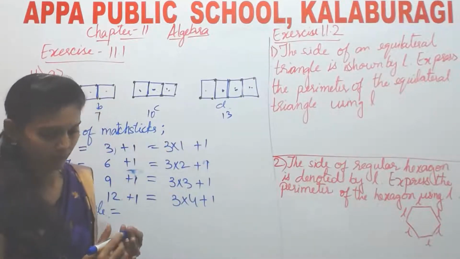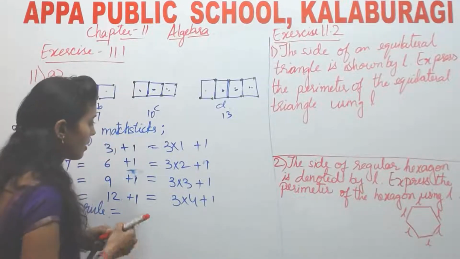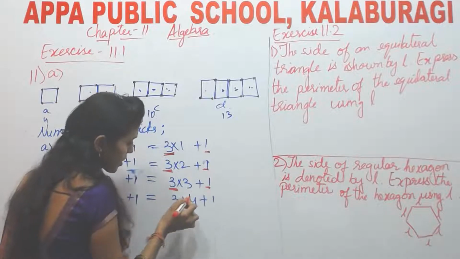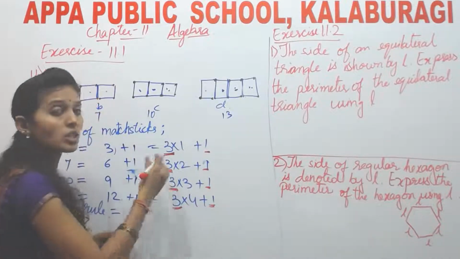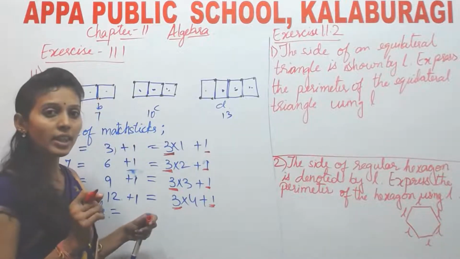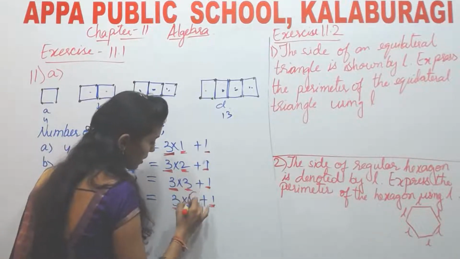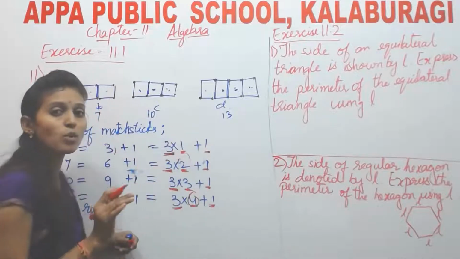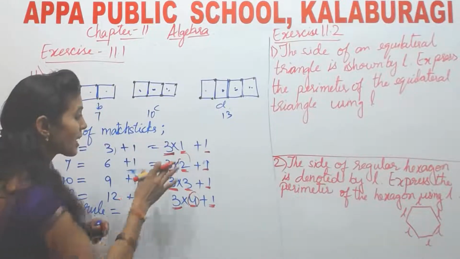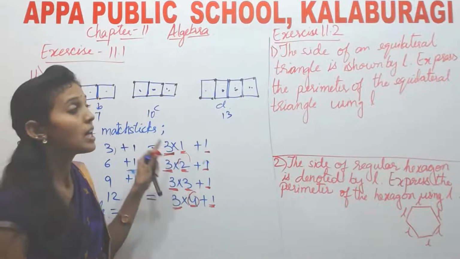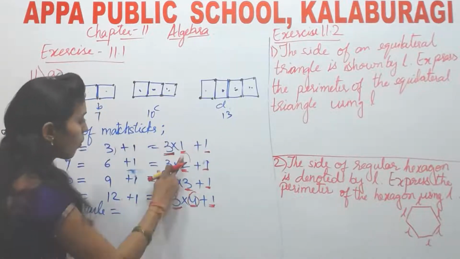So here I have some pattern. In this, see it. 3 and 1 are common in all. They are constant. The only thing that varies is this. It's a variable. I can consider it as a variable. That means in this space, I should use a variable. And this represents the number of squares.